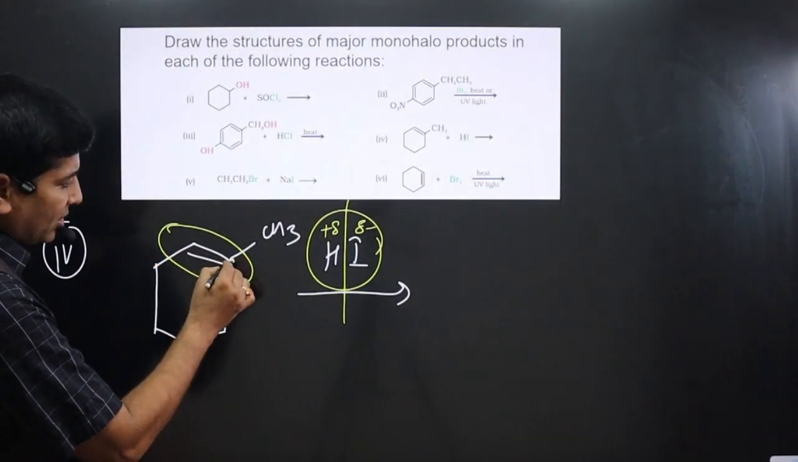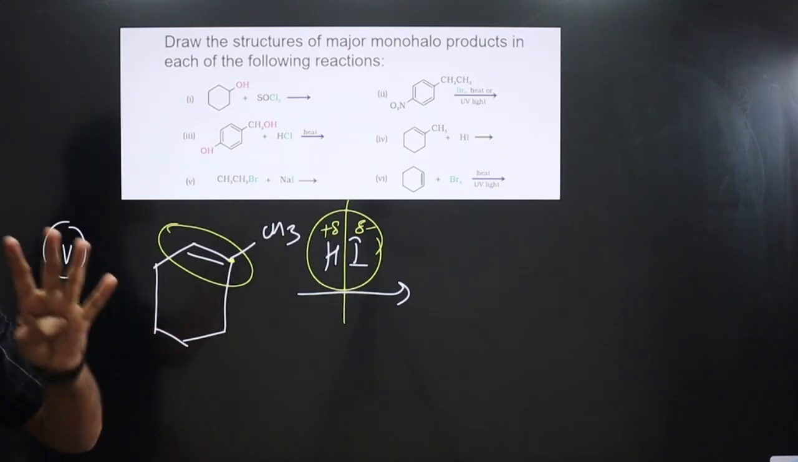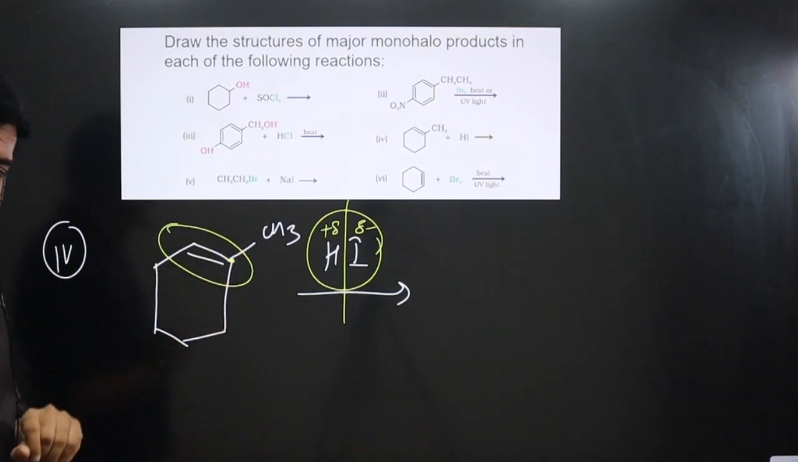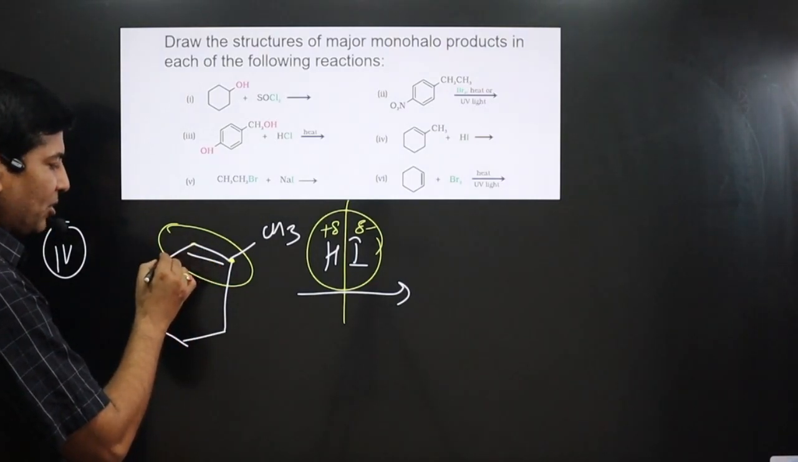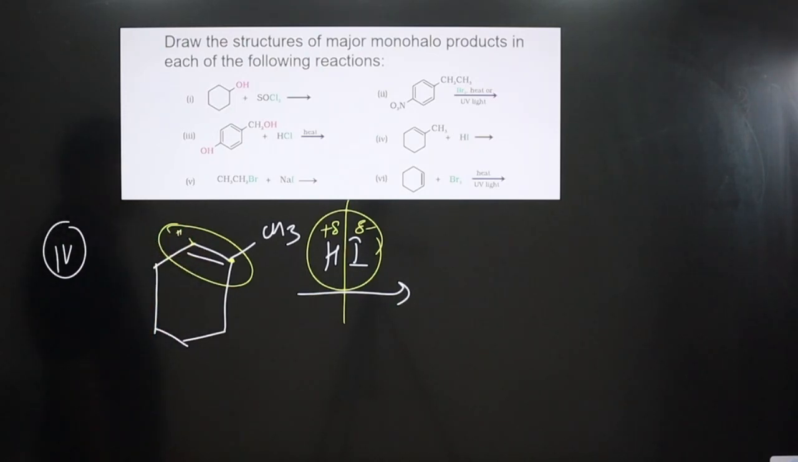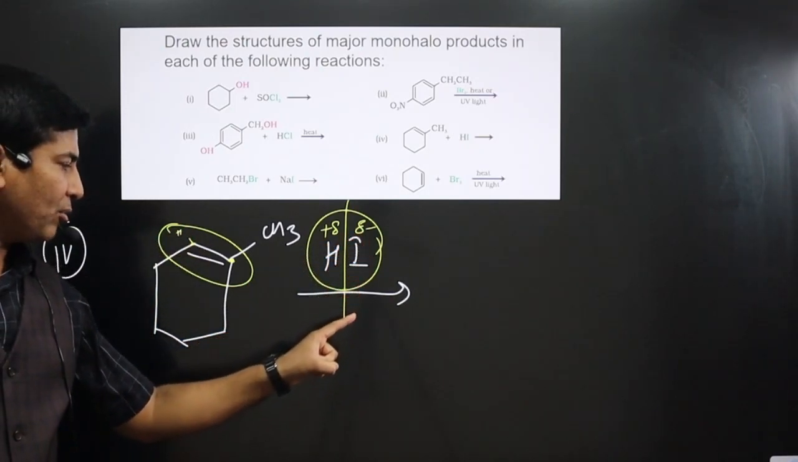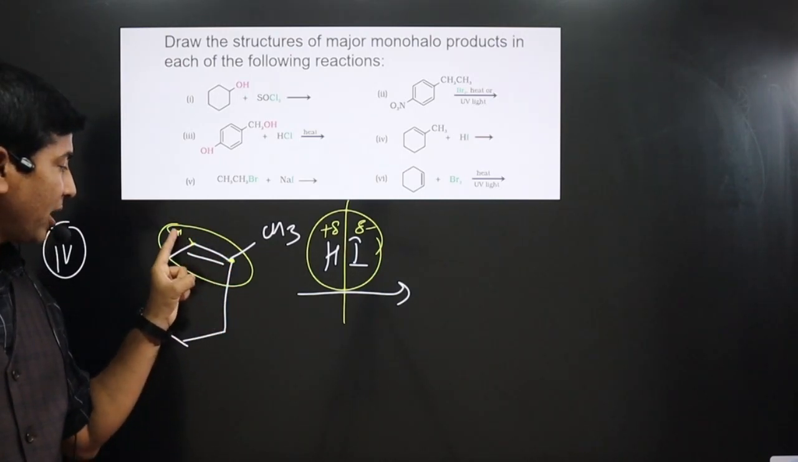Here, if you talk about this carbon, it does not have any hydrogen because this carbon is already forming how many bonds? 4 bonds. You can see 1, 2, 3, 4. It does not have any hydrogen. And this carbon, you can see, is forming 3 bonds: 1, 2, 3, meaning 1 hydrogen is present. It means the anion will go to the carbon having fewer hydrogens. This carbon has 0 hydrogen, this carbon has 1 hydrogen.